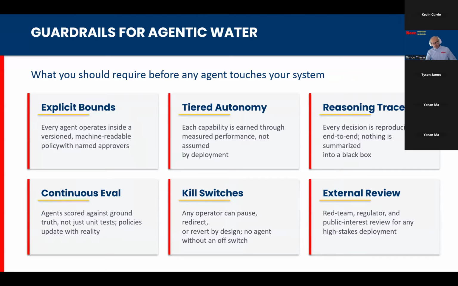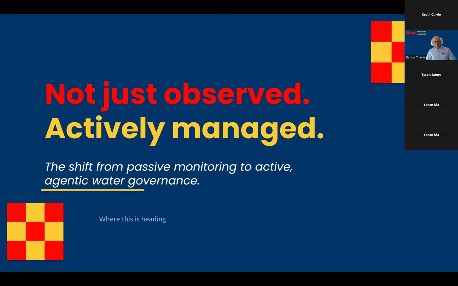And these are some guardrails. You need to have some explicit bounds, tiered autonomy, and who has the access to pull the plug. There are kill switches, and also a peer review, so someone has to review your work if you're building this. If people start making decisions based on this, you want to make sure that something is continually monitored. So the last one is not just observed, it's actively managed.